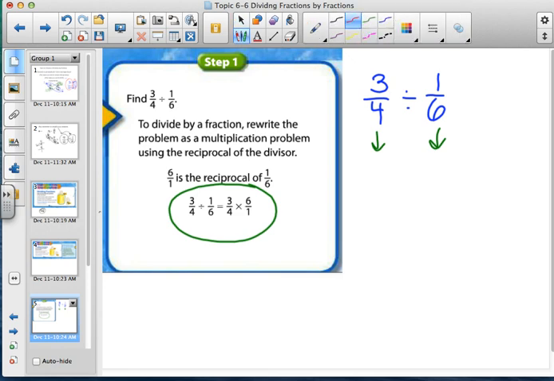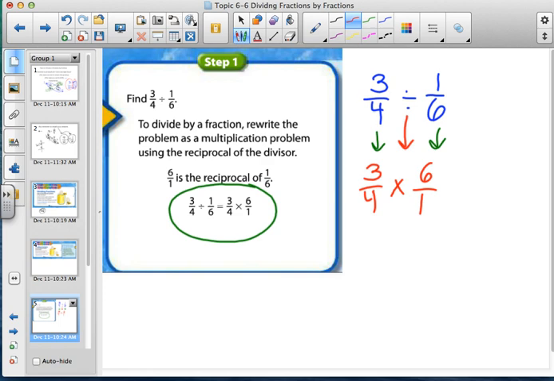3/4 is the dividend. Do we change it at all? No. So we're going to write 3/4 as our dividend. The division symbol, do we change it? Yes. What do we change it to? Katie? Multiplication. Yeah, multiplication. What do we do with 1/6? Robin? We change 1/6 to 6/1. We change it to the reciprocal of 6/1.